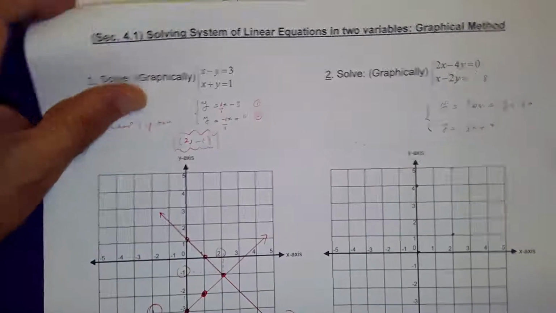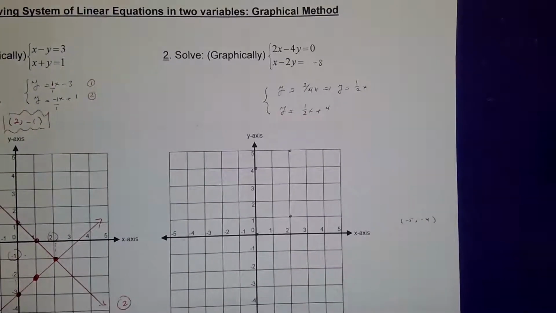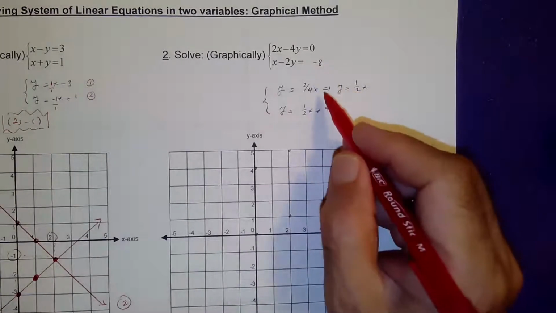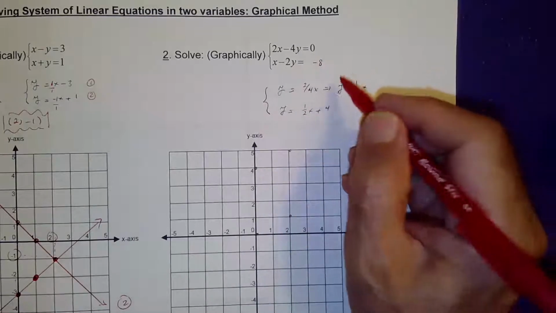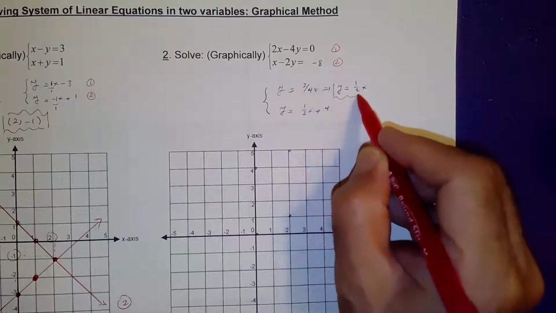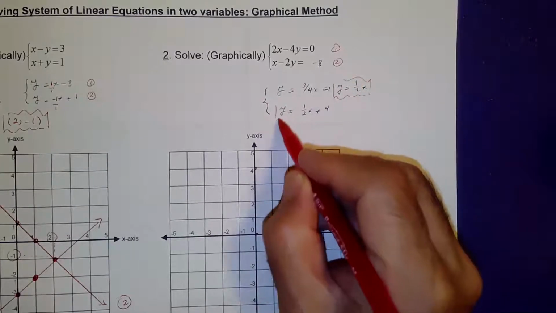Now let's take a look at system of linear equations number 2, example number 2. If you put these two equations in slope-intercept form, you get these, okay?